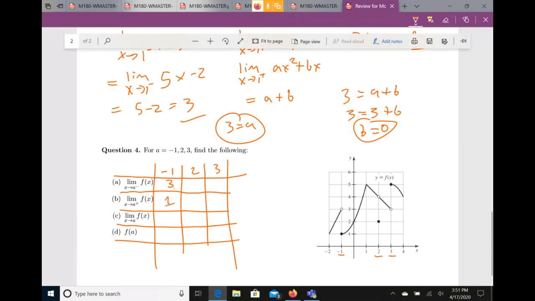And then, does the limit itself exist? Good. No, because the two values above it are not equal. And then finally, what is the value of f at -1? Good, 1. Here, you're just looking at the filled-in dot.